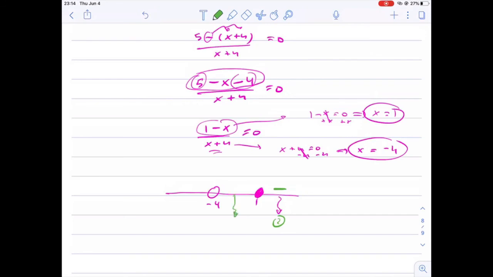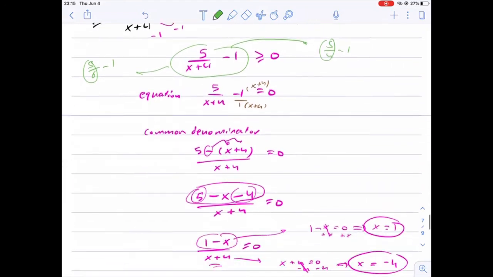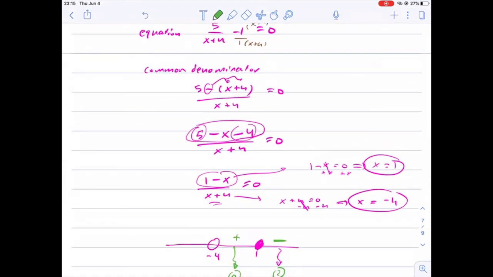We choose a value between negative 4 and 1, so let's choose 0. If we choose 0 here, we get 5 over 4, here 5 over 4 minus 1. 5 is greater than 4. That means this expression is greater than 1 because the numerator is greater than the denominator, and that means we get a positive value.